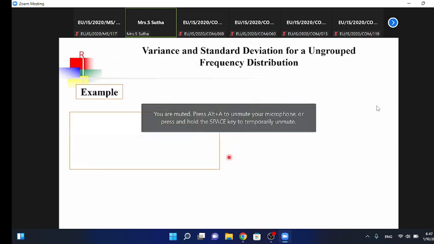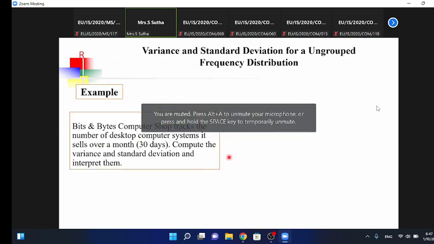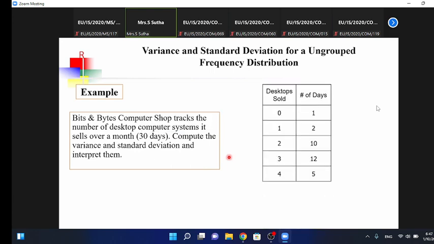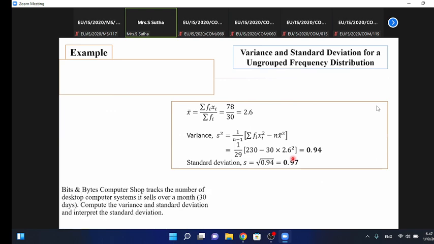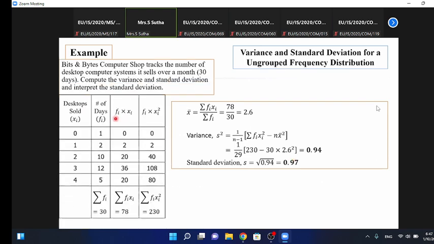Now this is the example we are considering. We already applied this example to calculate the mean value. So for the same example, we are going to calculate for an ungrouped frequency distribution. The table shows how many desktops were sold, and for each number, how many times it was sold out of 30 days. First we have to calculate the mean value because that is needed to calculate the variance.